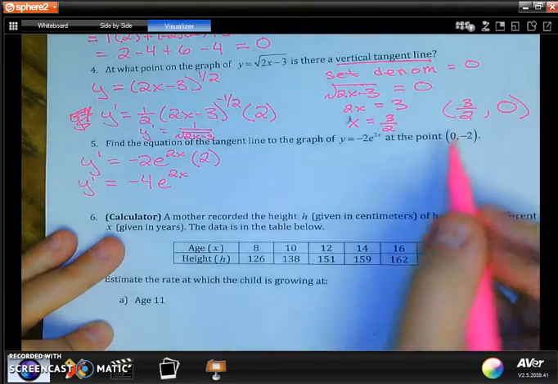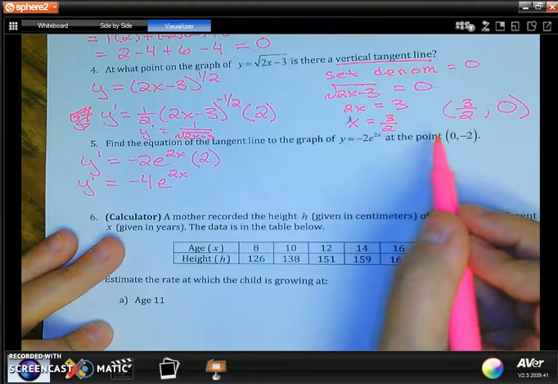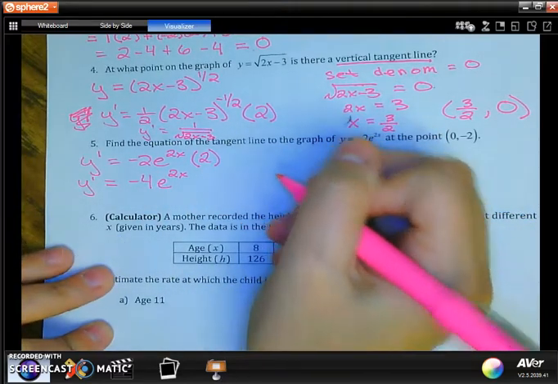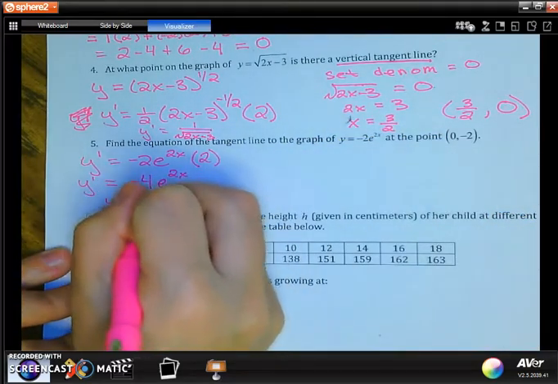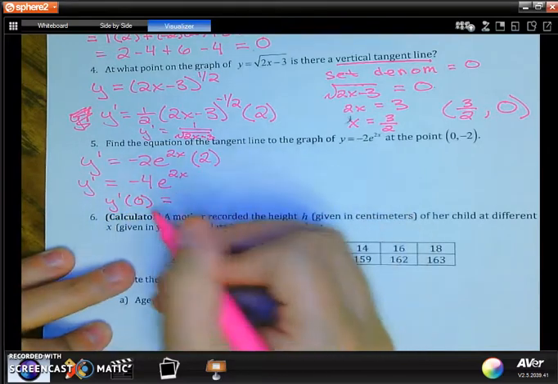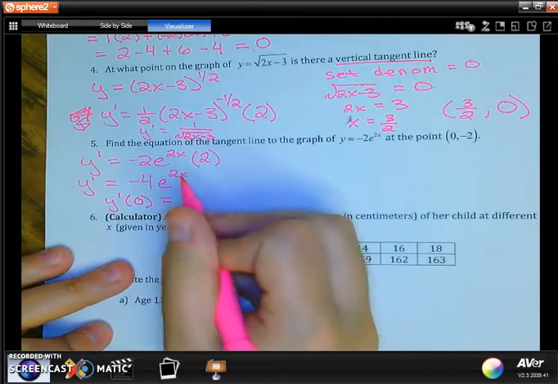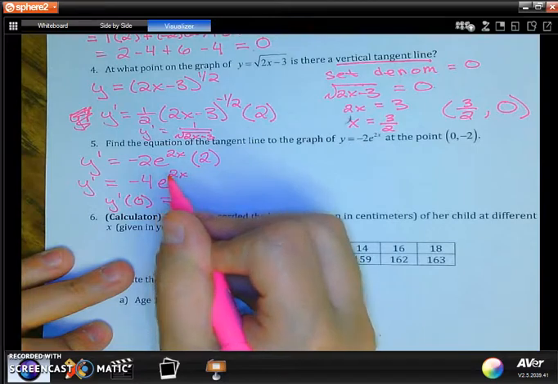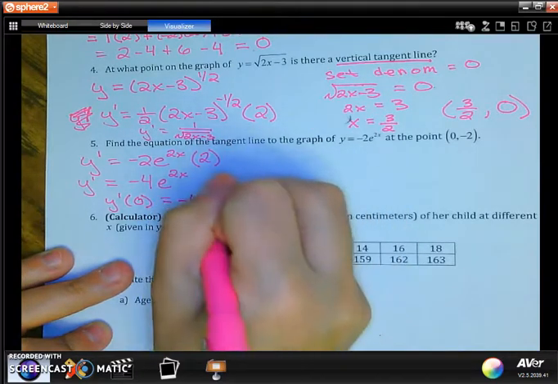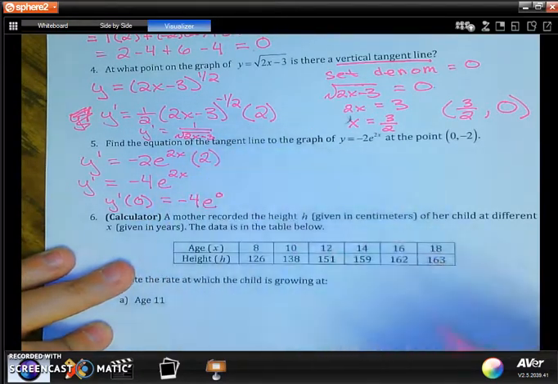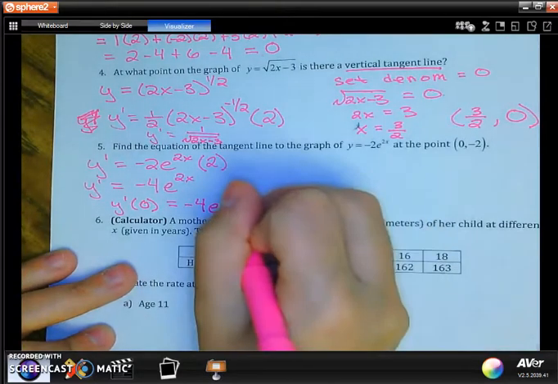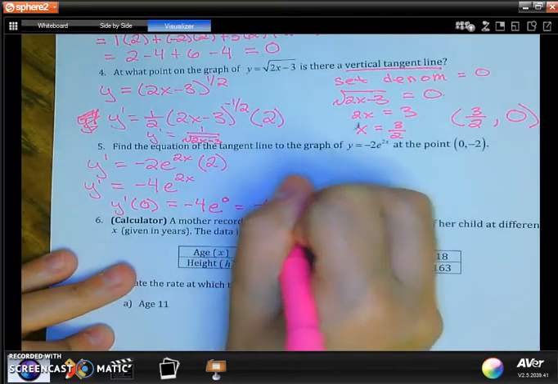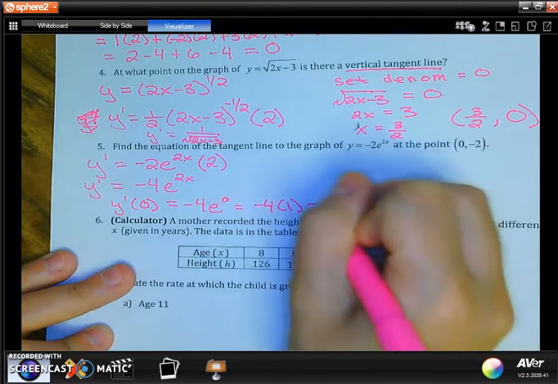Now we're going to evaluate that y prime at x equals 0, because that's what was given. To denote that, you'd say y prime of 0. If I plug in 0 for x, 0 times 2 is 0. So we are saying this is e to the 0. And hopefully remember that anything raised to the 0 is 1. So there you just get a -4 for the slope.